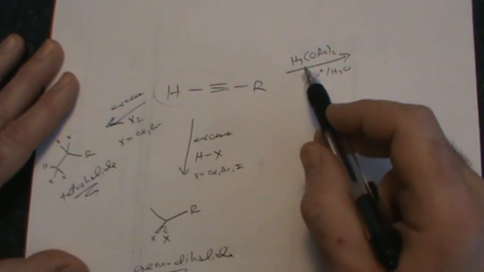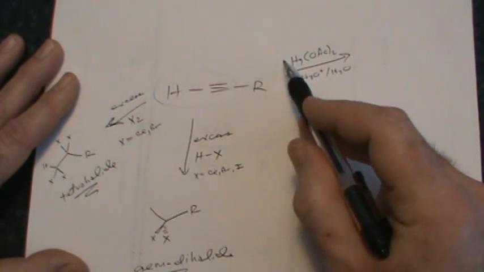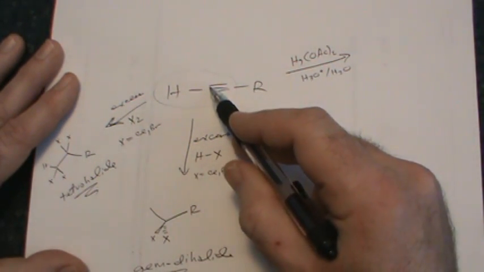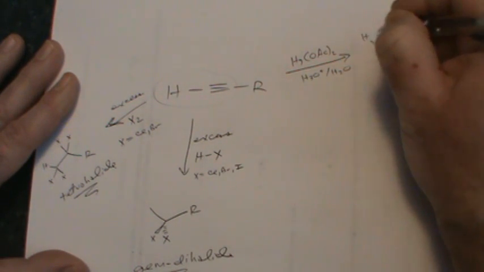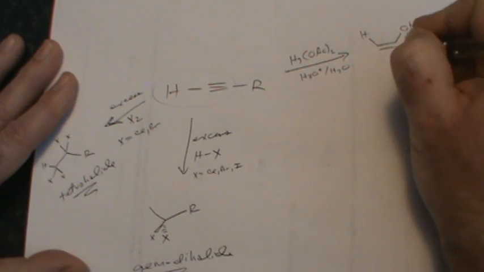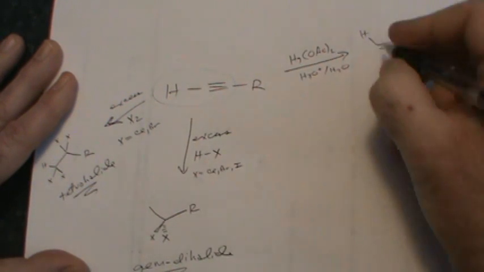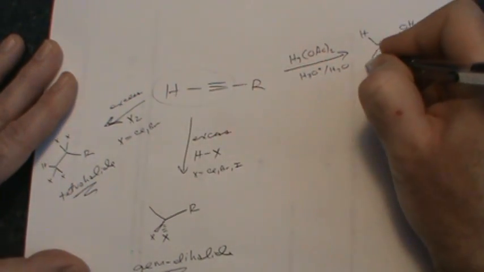So if we're following along and we recognize that this is a Markovnikov hydration, we're going to add hydrogen and OH across the carbons in this fashion, hydrogen and OH. Our R group is still there and the starting hydrogen is still here.